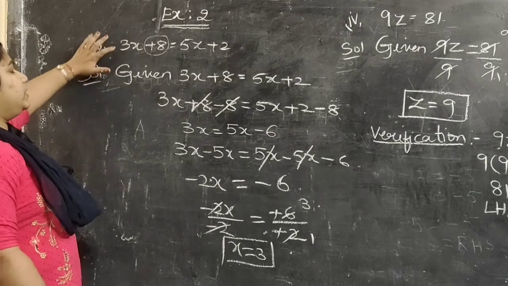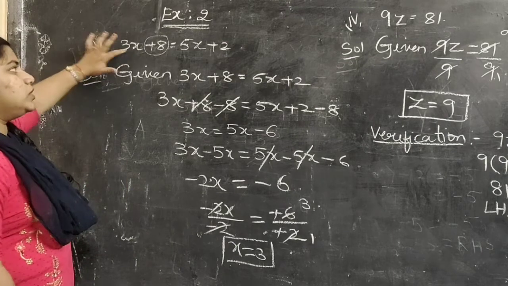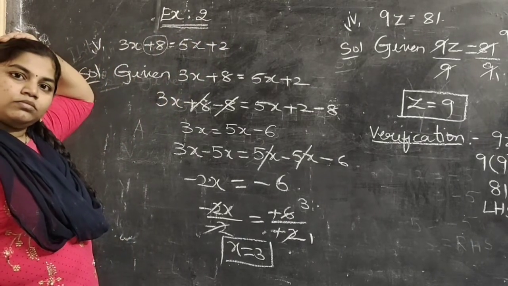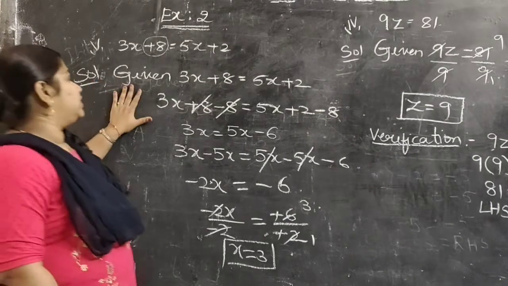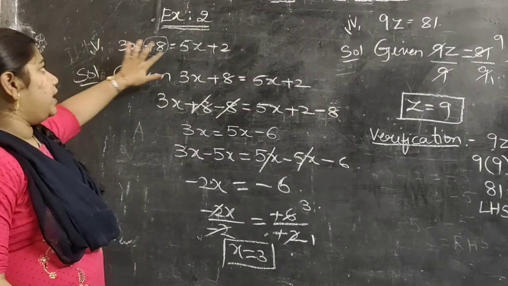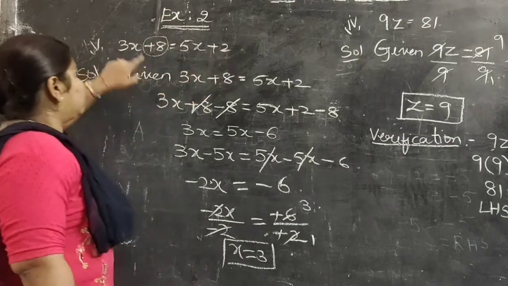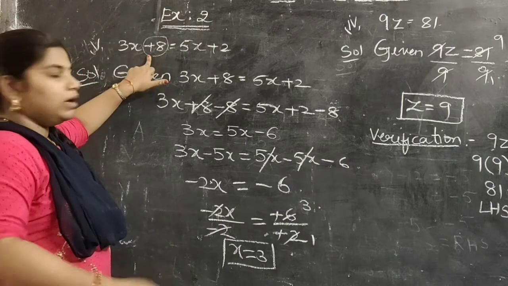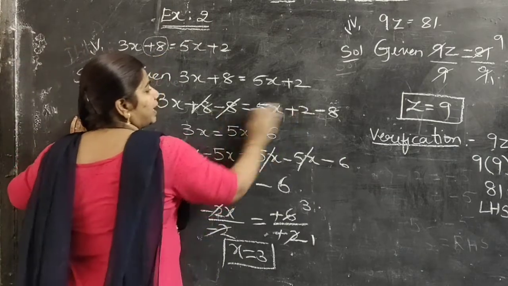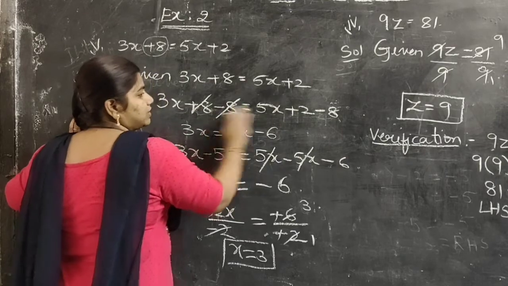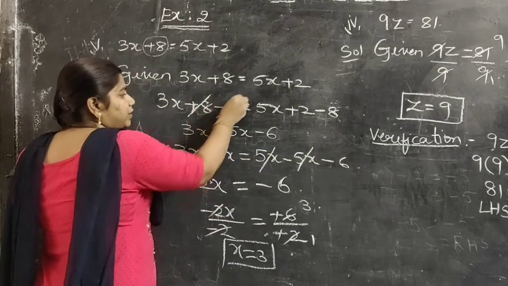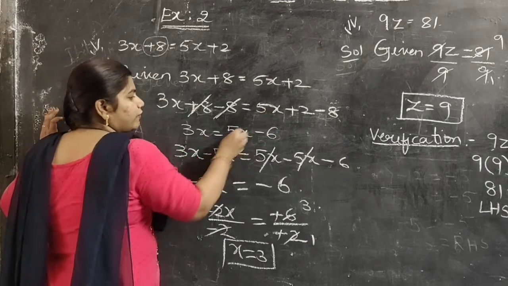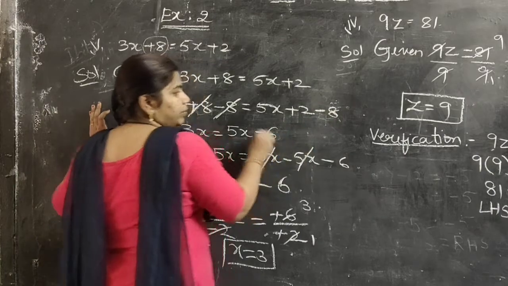So once again listen to this. What have they given? They have given the equation as 3x plus 8 is equal to 5x plus 2. What is the equation? 3x plus 8 is equal to 5x plus 2. I want to eliminate this plus 8. What is the opposite value of plus 8? That will be minus 8. So on both sides I am adding minus 8. So this plus 8 minus 8 will get cancelled. What are the remaining terms? 3x is equal to 5x plus 2 minus 8, which will be minus 6.